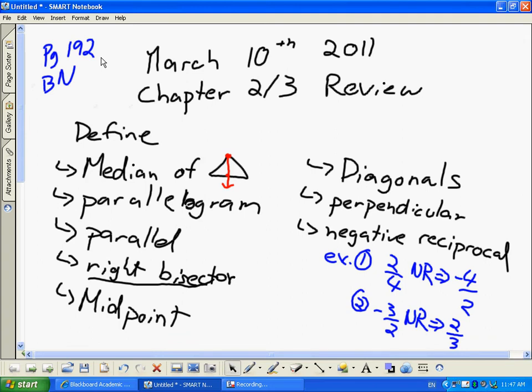So make sure that you can define, so you know by heart what the median of a triangle is. We have a little diagram to help you. Parallelogram, what parallel is, what a right bisector is, midpoint, diagonals, perpendicular, and negative reciprocal. I'm giving you 2 examples. Make sure you guys know what those are for our test tomorrow.